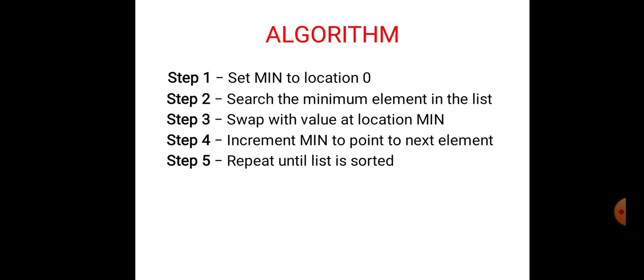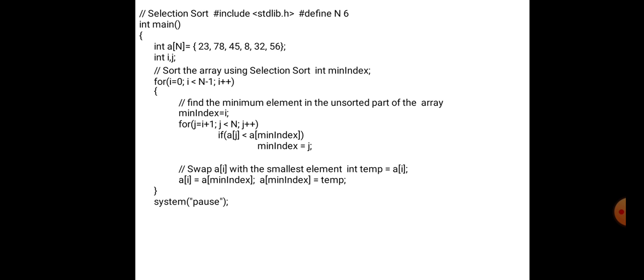Okay. Now it is the algorithm. What do we have in the algorithm? First we set the minimum element variable as 0, then search for the minimum element in the list and swap the value at the minimum location with the first position. Then increment the minimum position to the next element and repeat until the given array is sorted. This is the algorithm, now given in programming style.